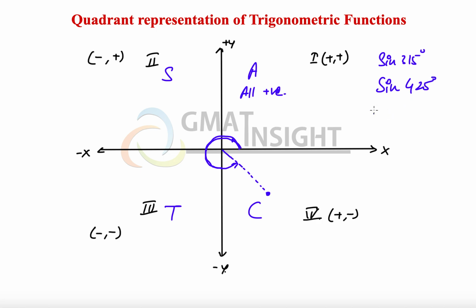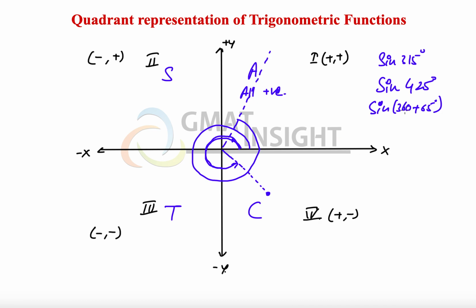425 degrees, then you need to understand that this is the same as sine of 360 plus 65 degrees. That means 360 degrees first, one complete circle has to be covered. This is 360 degrees plus 65 degrees. That means now we have a line like this, and for this particular line we are calculating the angle.